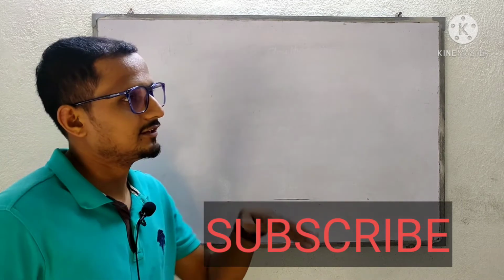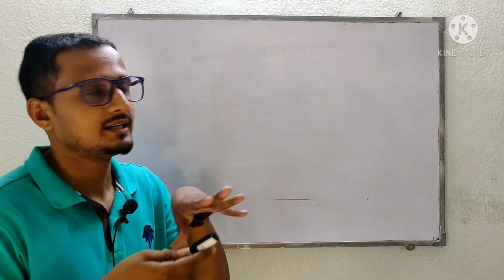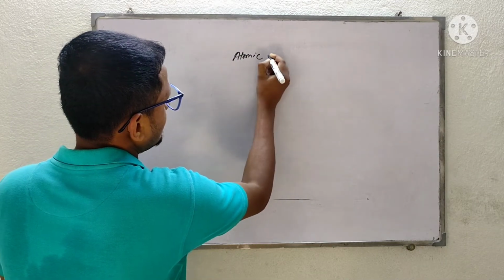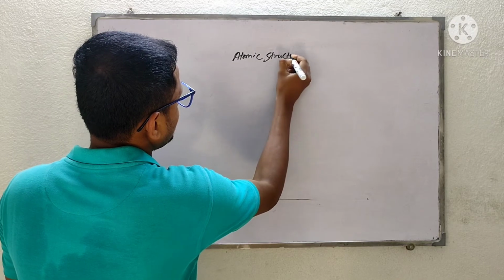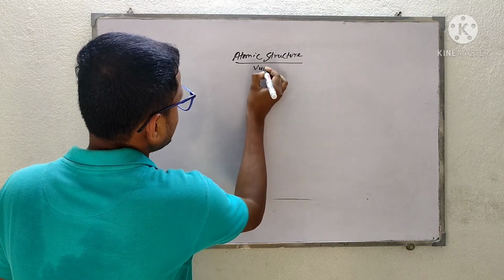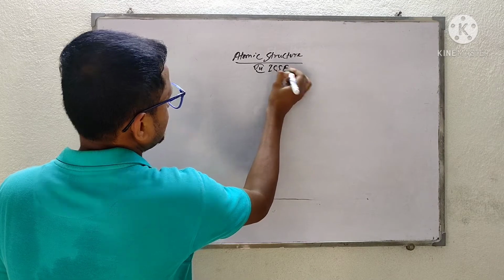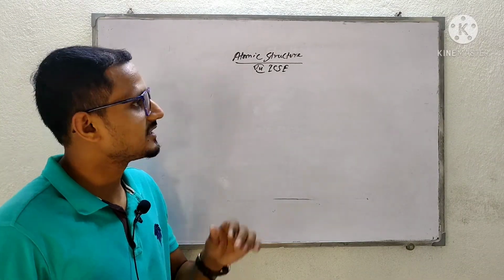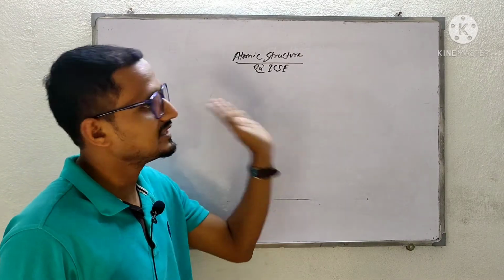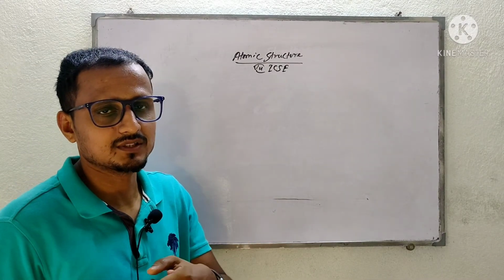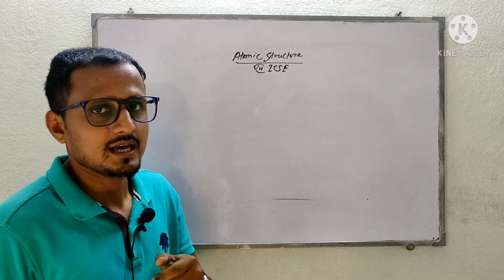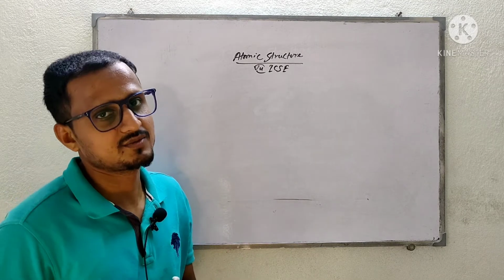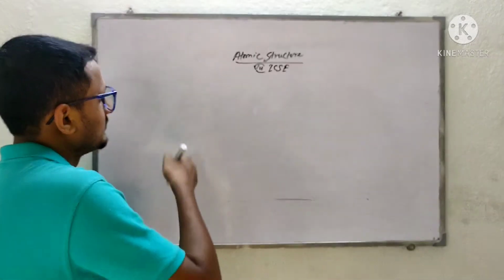Now, in this video, I am going to discuss the questions of atomic structure for class 7 ICSE. In the last video, I discussed the short questions up to the fill in the blanks. Now today I will discuss the multiple choice questions. The link of that video will be given in the description box. You can see.